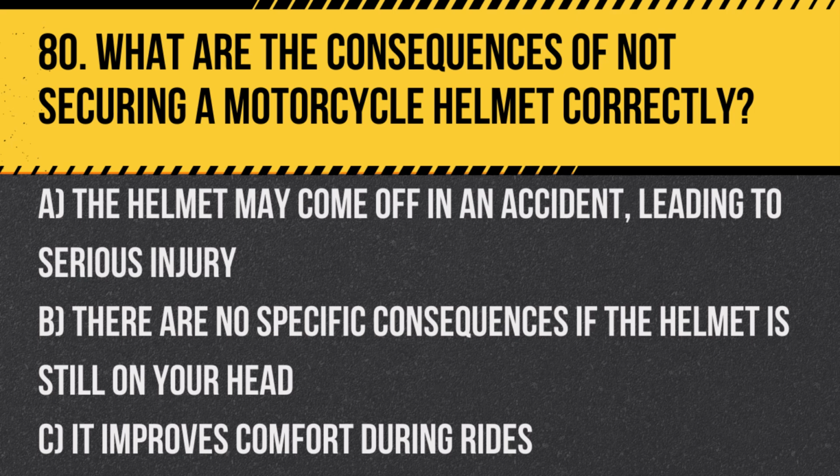Question 80. What are the consequences of not securing a motorcycle helmet correctly? A. The helmet may come off in an accident, leading to serious injury. B. There are no specific consequences if the helmet is still on your head. C. It improves comfort during rides. Answer: A. The helmet may come off in an accident, leading to serious injury. Correctly securing the helmet is critical for effective protection.